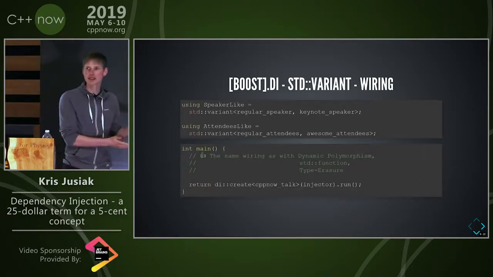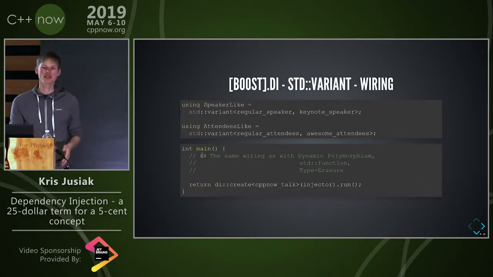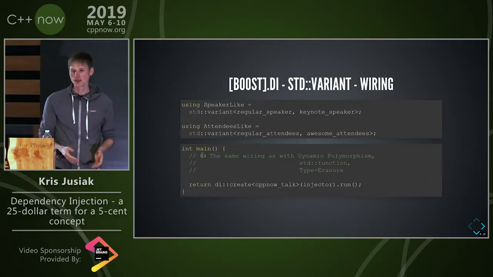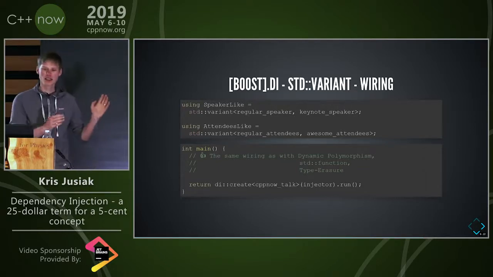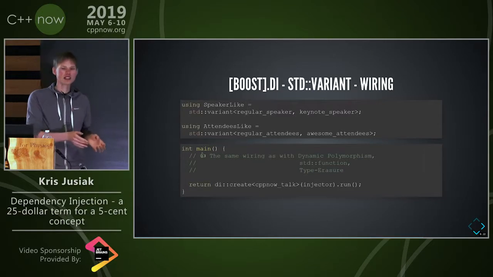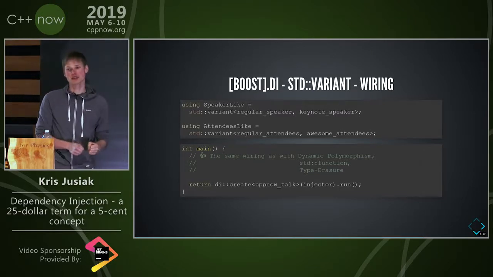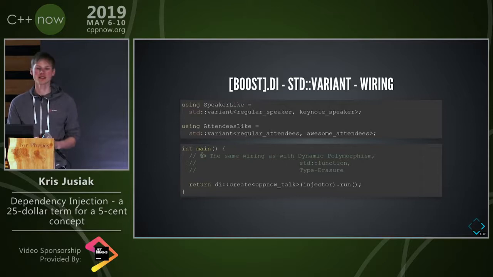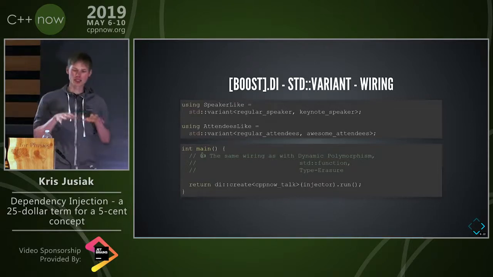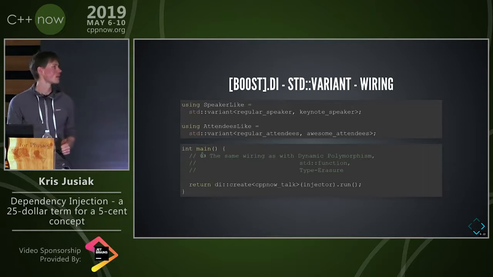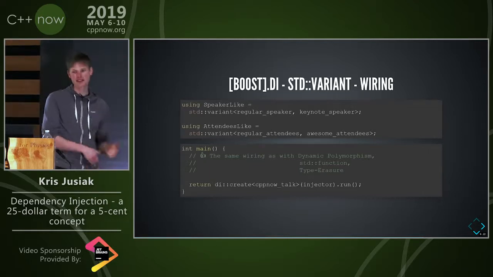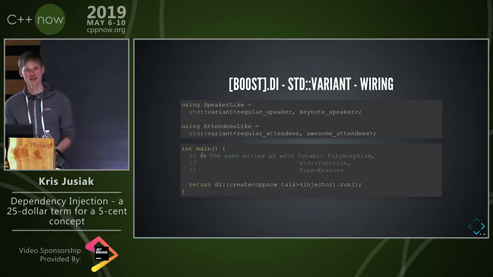So the wiring doesn't change. That's the main benefit of the DI frameworks, because we don't have to change the wiring and say how to inject things. We don't express how, we express what. And that's a really declarative way of thinking, and that's really good, because DI will deduce everything around and just make it happen for us. And if we switch from variant to function, it doesn't matter.